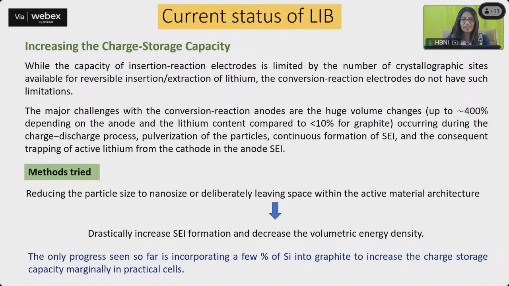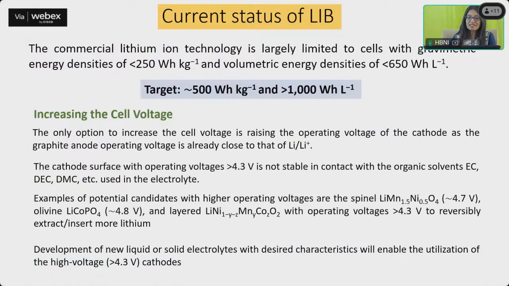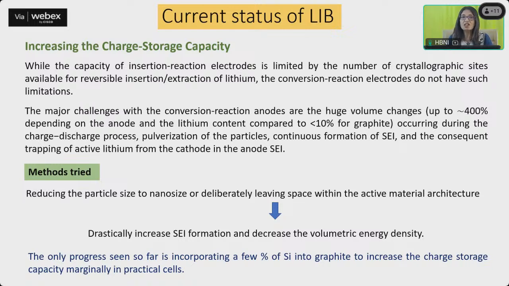Okay. So when you are increasing the cell voltage, that is one way you increase the energy density of your material. Another is you increase the charge storage capacity. So please understand the capacity of these insertion reaction electrodes is limited by the number of crystallographic sites which are available for the reversible insertion and extraction of lithium. When you are having a conversion reaction electrode, you don't have such limitations.